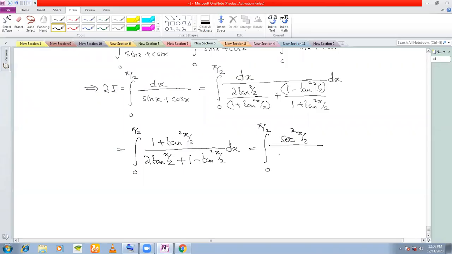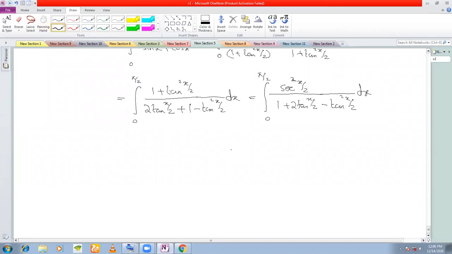And this is 1 plus 2 tan x by 2. This is going to be a little long, so please focus. This integral was actually under special integrals, but one example from special integrals I'm showing you here. Now what you do is, you know that the derivative of tan is what? You know that the derivative of tan is sec square.